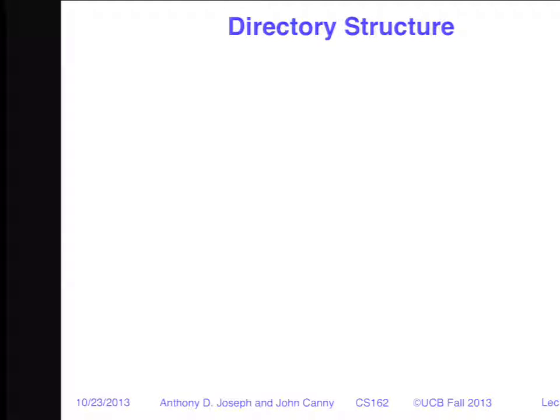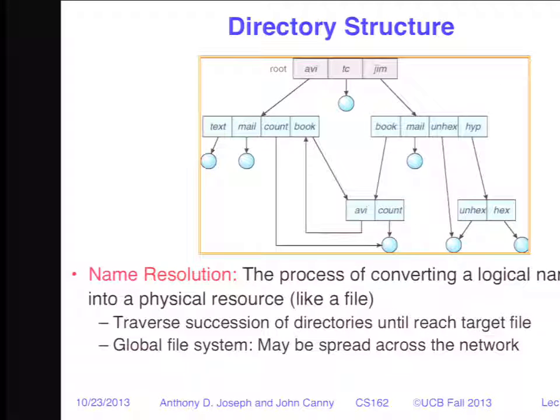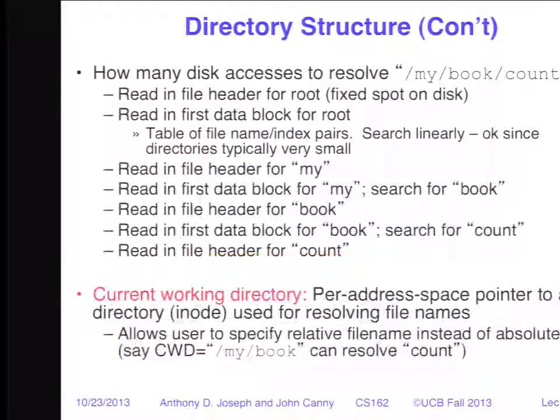Okay, so name resolution is how we take a logical name and we convert it into an actual physical resource, like the file or a directory. So we're just going to traverse a succession of directories until we actually find our target file. If it's a global file system, this may mean actually traversing machines around the globe in order to find our file. All right, so if we want to resolve /my/book/count, so count is our file, how many disk accesses does it take to do that resolution?